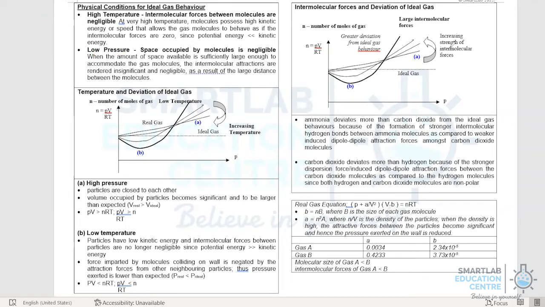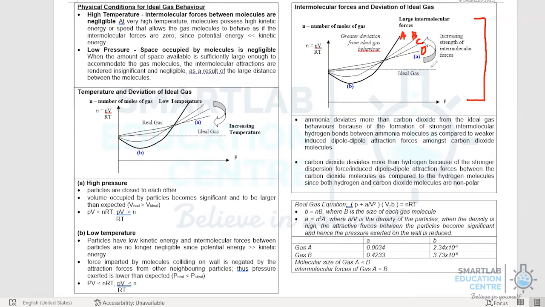Finally, let's look at how various real gases deviate from ideal gas behavior. So in this graph, you will find that you may have gas A, B, C, D. They're all different gases. And we can conclude that gas D has the least deviation from ideal gas behavior, while gas A has the largest deviation from ideal gas behavior.